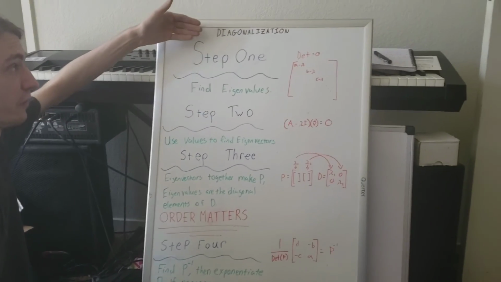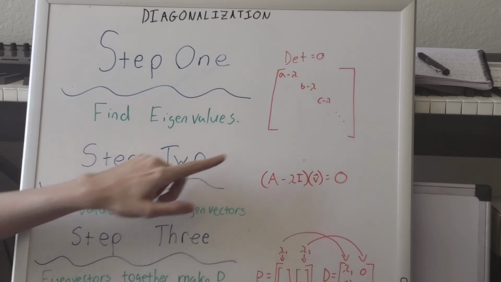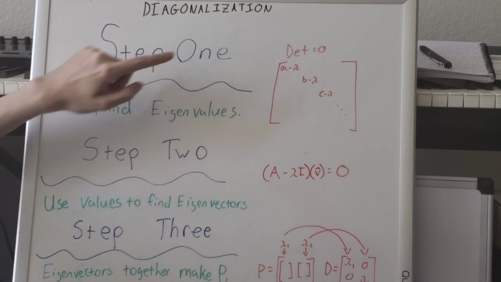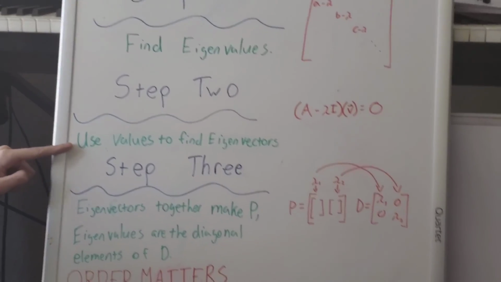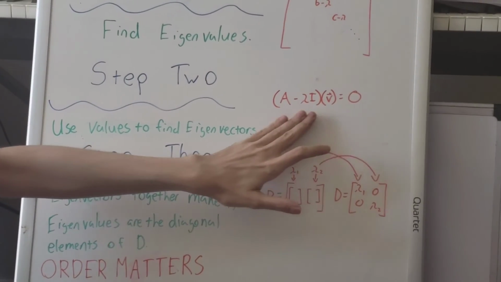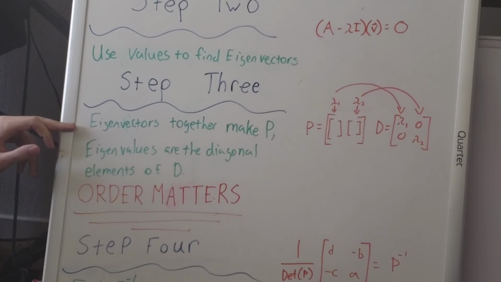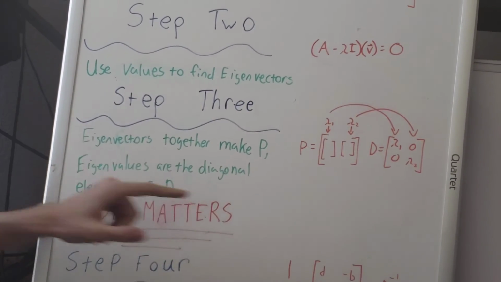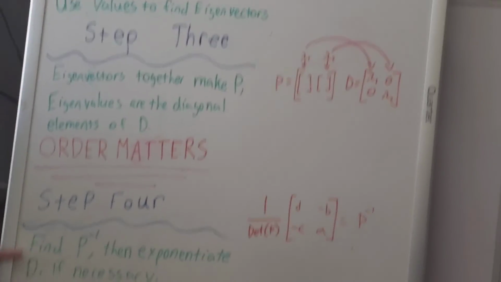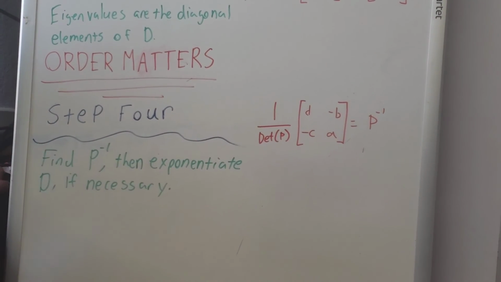All right, to summarize the method for diagonalization of the matrix. Step 1, find the eigenvalues. You do this by subtracting lambda from all of the diagonal elements, then solving for the determinant equal to 0. Step 2, use the values you found in step 1 to find the eigenvectors. You do this by appending a column matrix of zeros and solving the resulting system. Step 3, the eigenvectors together will make the matrix P, order matters, and the eigenvalues are the diagonal elements of matrix D. Step 4, find the inverse of P, then exponentiate D if necessary. Combining all that together is diagonalization.